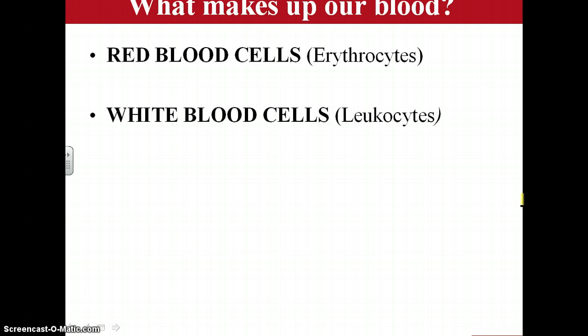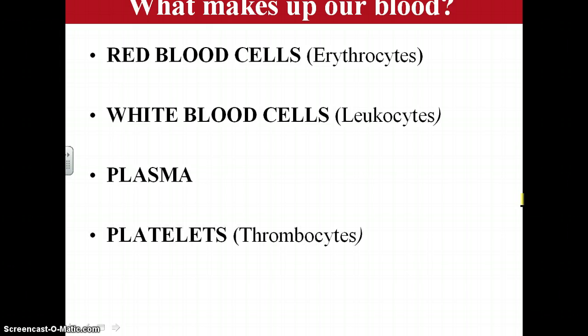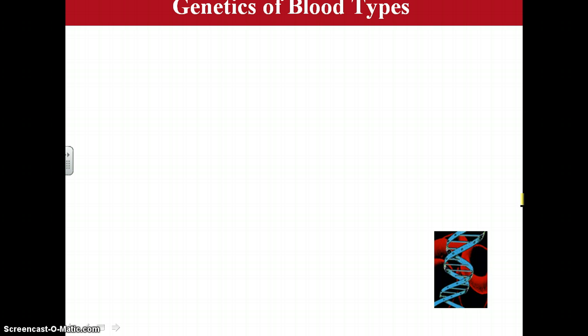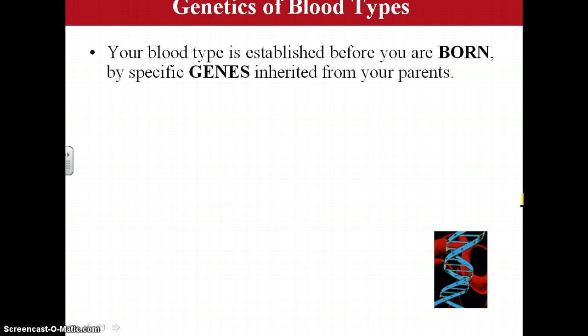So in the last video, we talked about what makes up our blood. We know that the three main components are the red blood cells, the white blood cells, and the plasma. We also have the platelets. You should already know by now what each of these does in the blood and how they contribute to transporting oxygen, carbon dioxide, and other nutrients around the body. So we're going to look at the genetics of blood types.